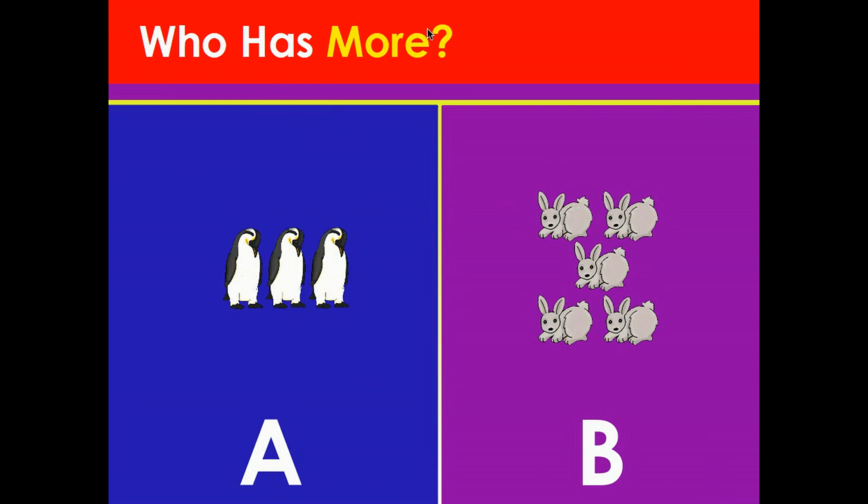Here, who has more? Say for example, here you have group A and group B. Let's say in group A we have three penguins, and here in group B you have five rabbits. So who has more, A or B? The answer is B. In group B there are five rabbits. So B has more than A. So you can say A is less than B, or B is greater than A.